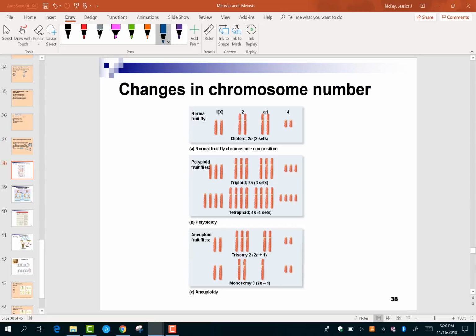Another concept we kind of talked about, but we're going to expand on, is changes in chromosome number. So we're going to call this the normal diploid, 2N.